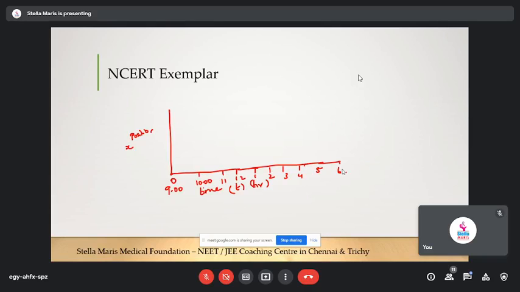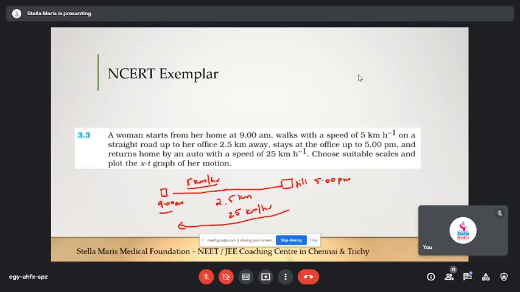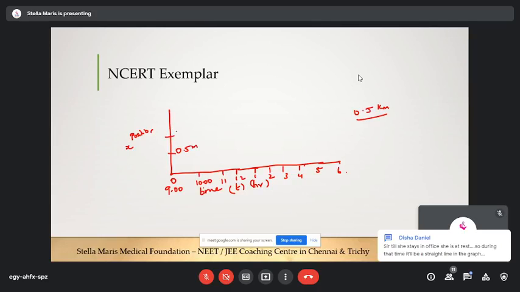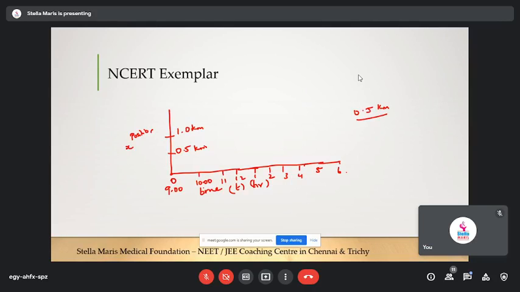Okay, so they are saying the office is 2.5 kilometers away. So I'm going to choose each division on the y-axis as 0.5 kilometer. From here to here it is 0.5 kilometer, and this is going to be 1.0 kilometer, and it's going to be 1.5 kilometer, in terms of 0.5 kilometers I'm taking. Then it's going to be 2 kilometer and then 2.5 kilometer.